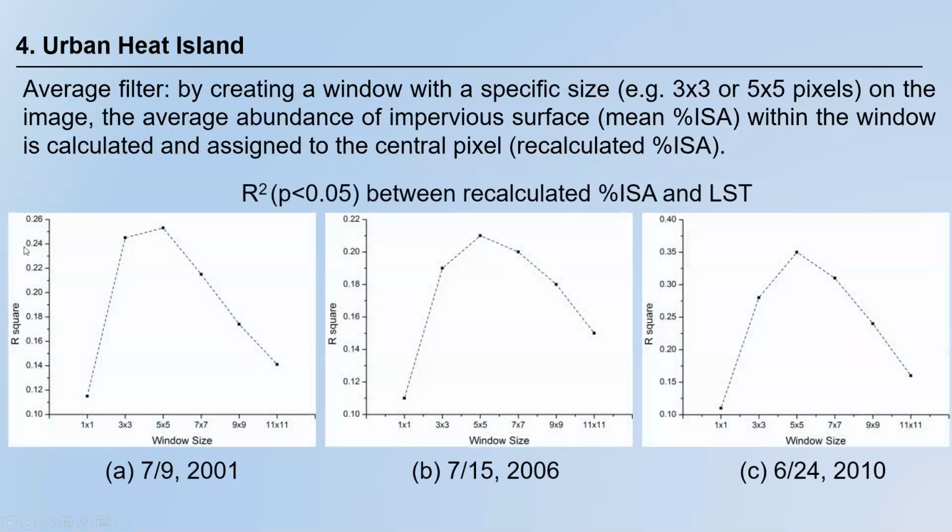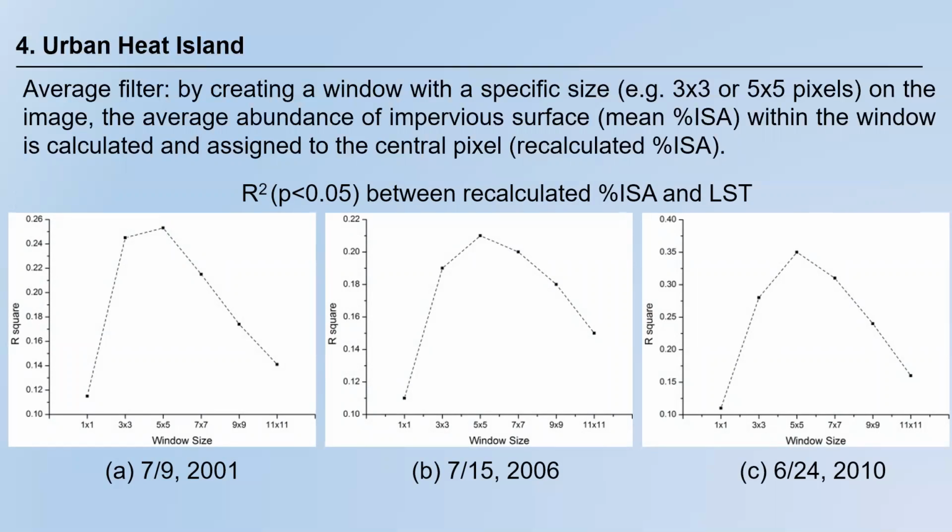Okay, so I tried different windows with different sizes. So what does the size of this moving window mean? It means the environment you want to include into this calculation. If the window is only 3 by 3 pixels, it means that you only want to take into account the surrounding 8 pixels, which means only the very close environment is addressed when I'm trying to address the neighboring effect.